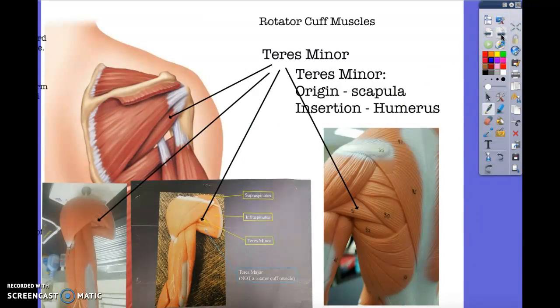Okay, our third rotator cuff muscle, the teres minor. Here we have it on our PowerPoint diagram. We have it here on our arm. Here's a picture of arm. Here it is on our mini muscle man. So when you go look for it, it's that tiny one. Where does it originate? The scapula. Where does it insert? The humerus. What's it do? It's involved with external rotation of the shoulder joint.